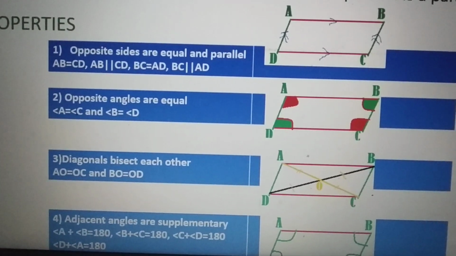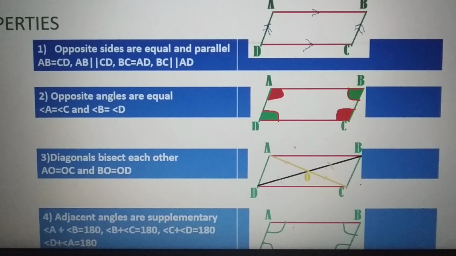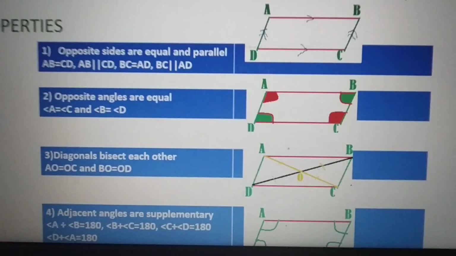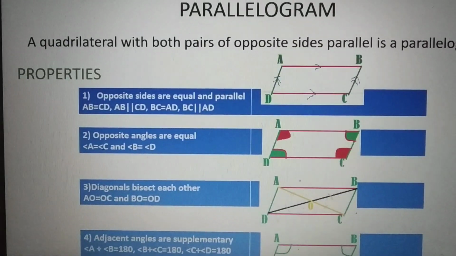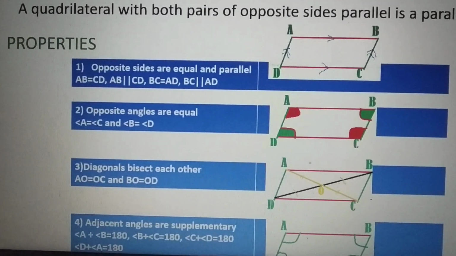So when it is given in the exam that AB is equal to 4 centimeter and you are asked to find the length of CD, CD will also be equal to 4 centimeter and the reason will be opposite sides are equal. Now considering the second property, opposite angles are equal.